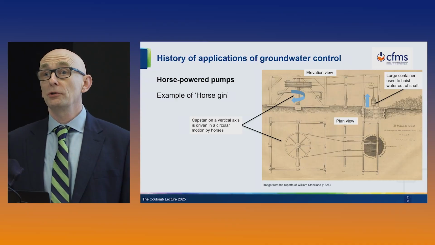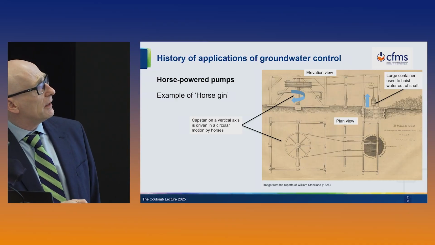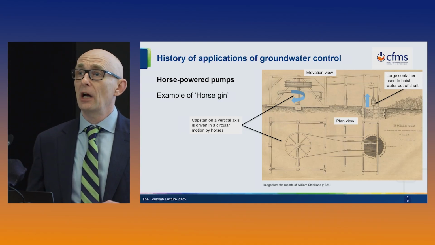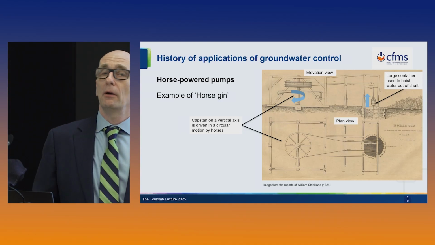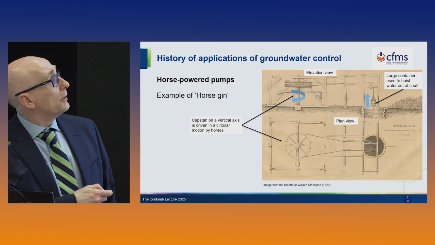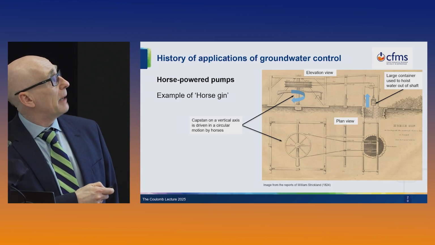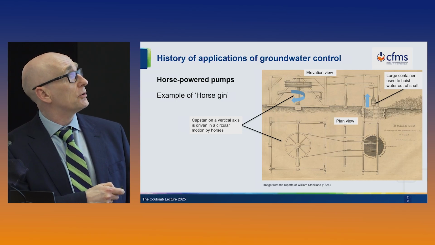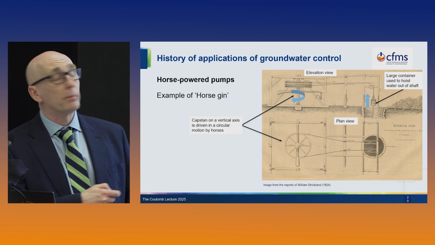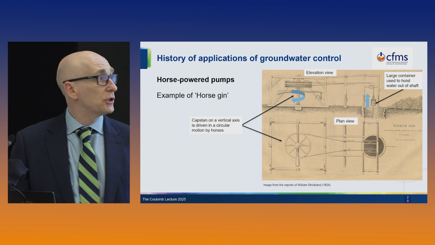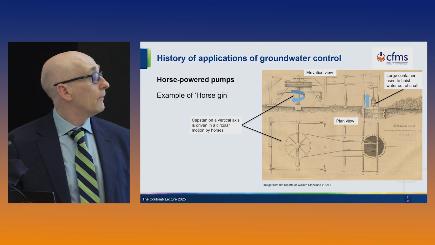This is what's known as a horse gin. So over here we have a shaft, and we need to get the water out of the shaft. In the bottom of the shaft, the operatives bail water into a big container that's attached to a rope. The horse gin is a vertical capstan at the surface. It's attached to one or more horses that walk in a horizontal circle. They wind the rope up, and the water is then hoisted out of the shaft, literal horsepower.